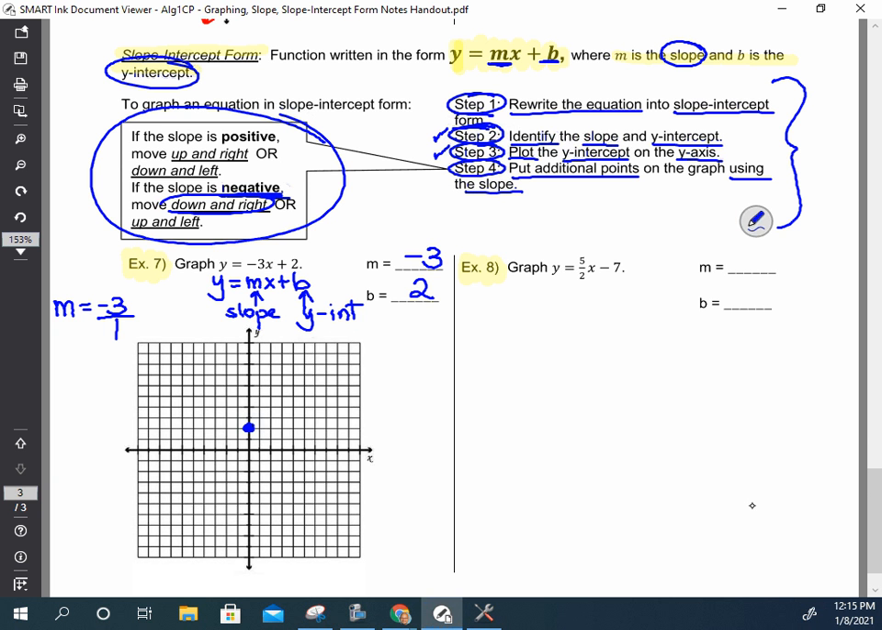Going down and to the right. From your point, go down 3: 1, 2, 3, to the right 1, put another point. And you keep going until you can't go anymore. 1, 2, 3, to the right 1. 1, 2, 3, to the right 1. 1, 2, 3, to the right 1.